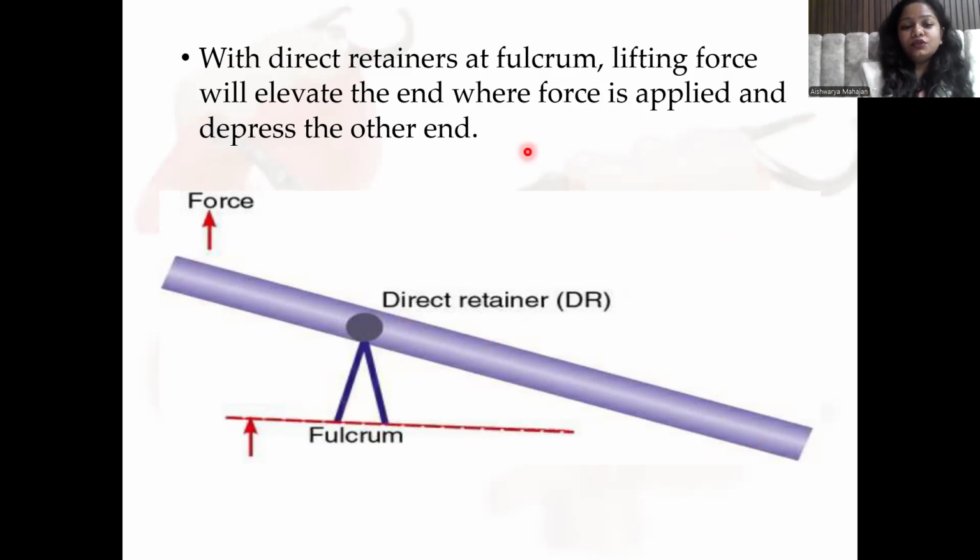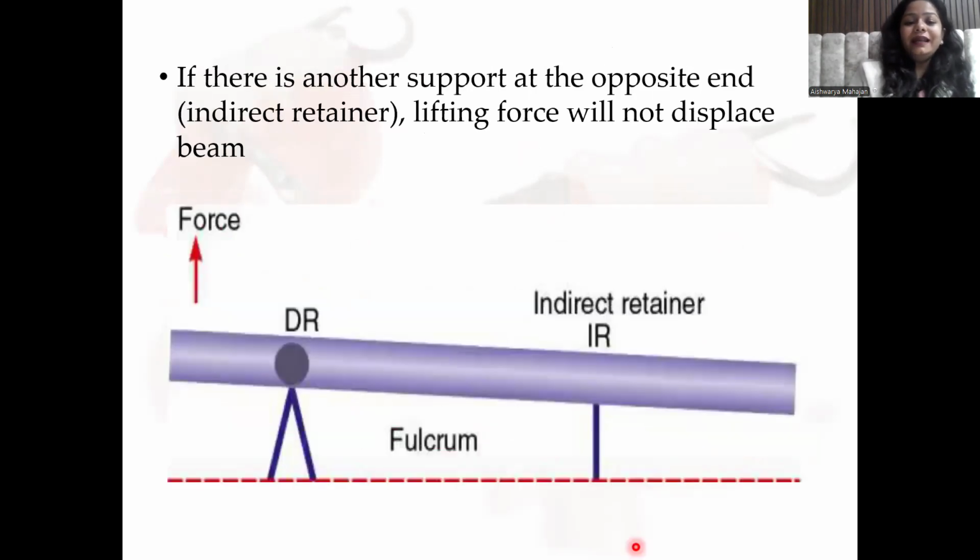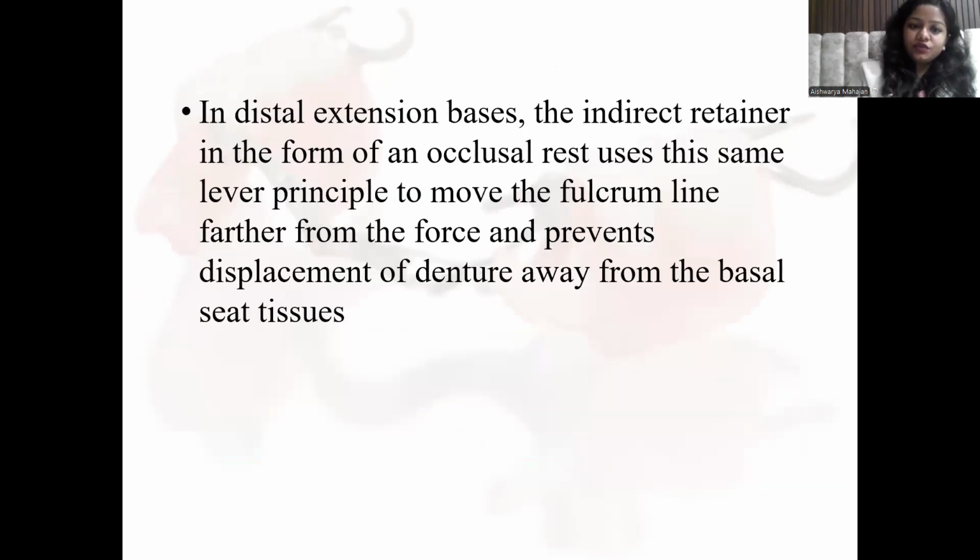Now, to prevent this to and fro movement, or the rotational movement along the fulcrum point, an indirect retainer is given. Now, when a dislodging force or a lifting force is applied onto the prosthesis, due to the presence of the indirect retainer, the reciprocal part or the opposite part does not move downwards, and this is how the indirect retainer works. In distal extension bases, the indirect retainers in the form of an occlusal rest use the same lever principle to move the fulcrum line farther from the force and prevent displacement of the denture away from the basal seat tissue.